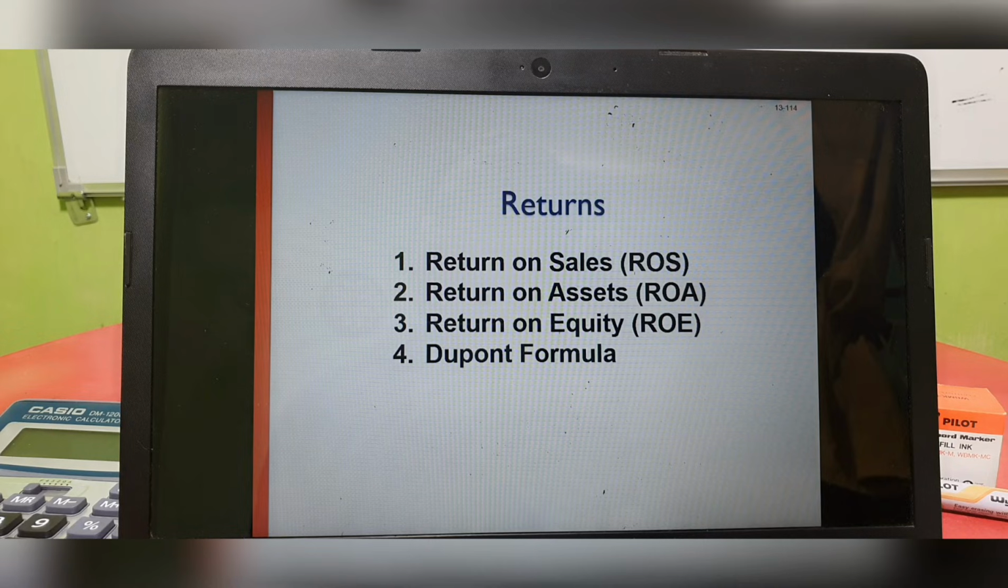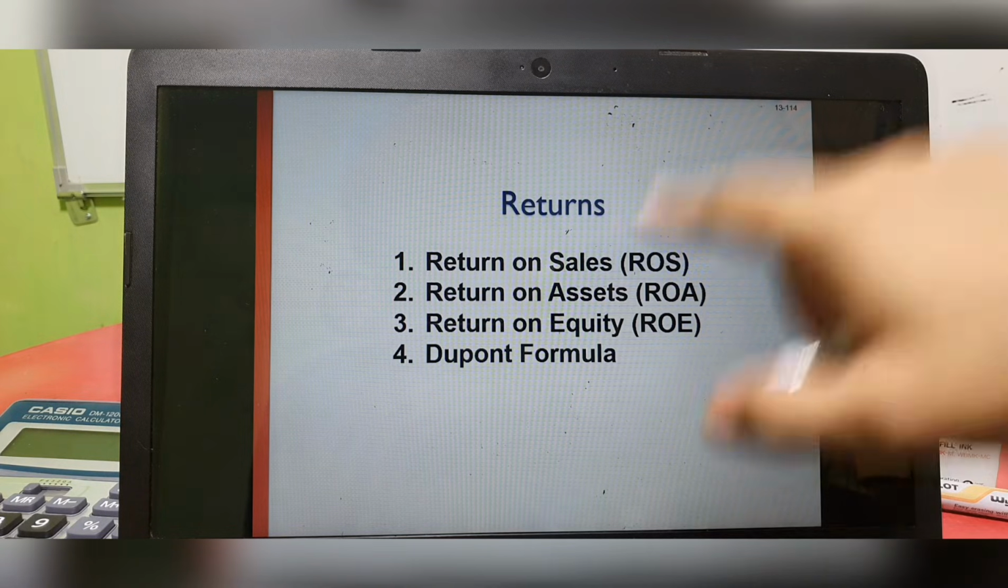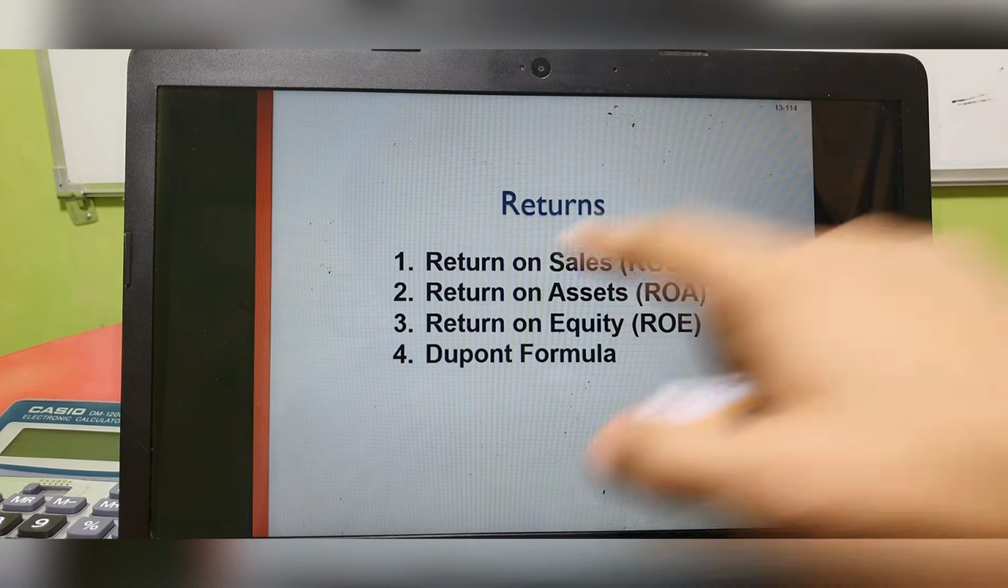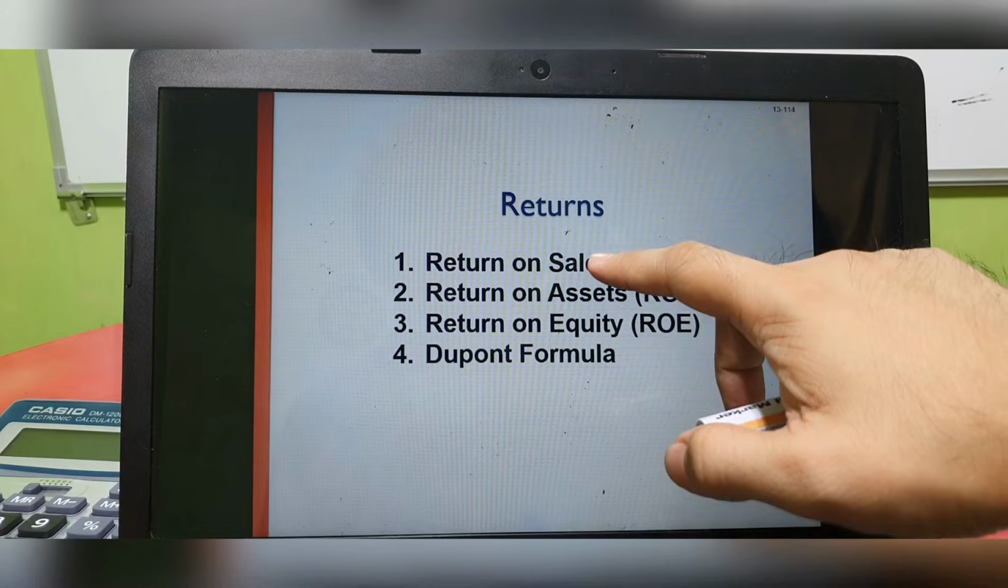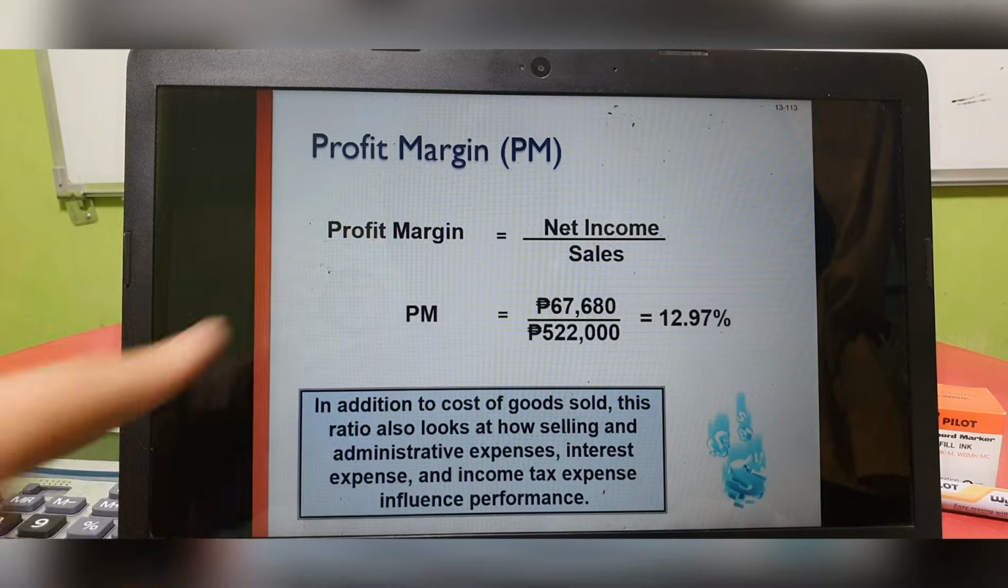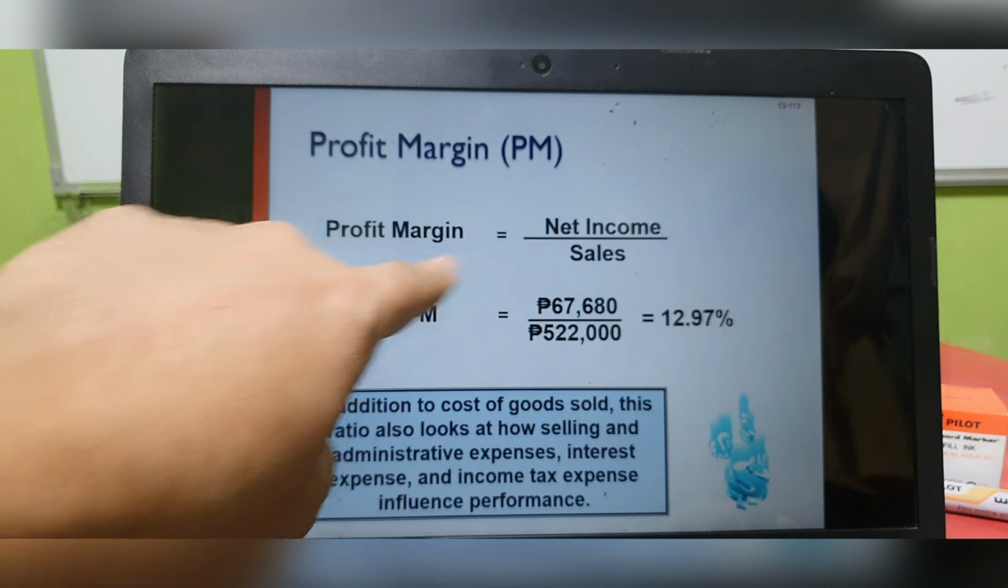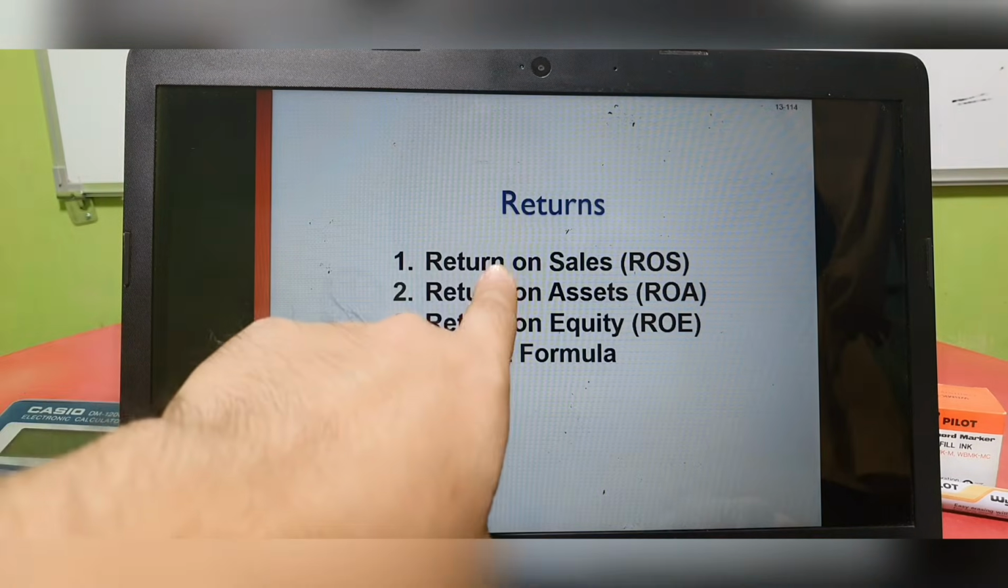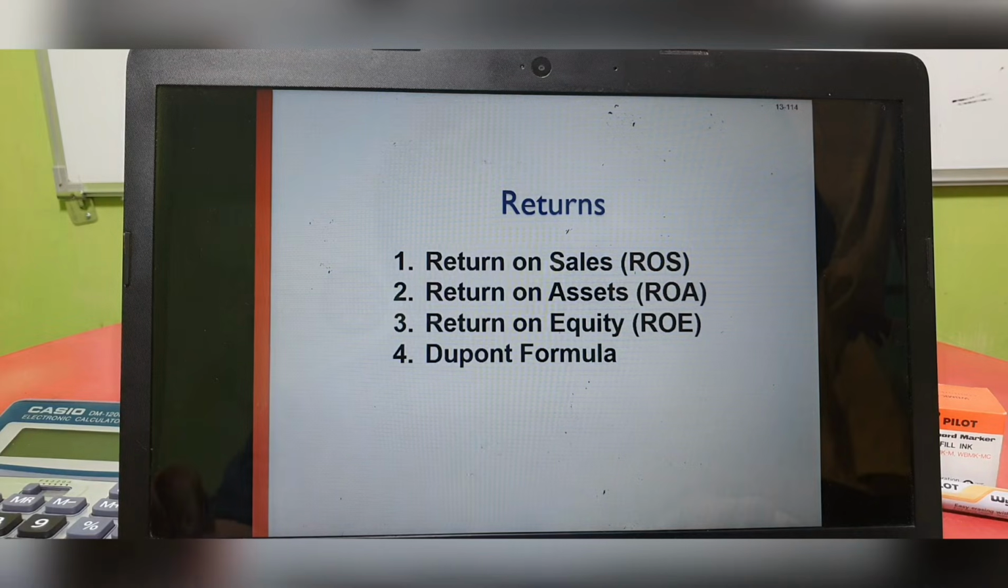Grupo ng mga returns. Okay? Pag returns ang pinag-uusapan, returns on blank. Itong tatlo na 'to, ito yung mga denominator natin. Pag return, ang pinag-uusapan natin ay net income. Pero syempre, hindi lahat ng net income ay kasama. Kaya if you go back here, yung net income dito, pwedeng hindi yung net income na pinag-uusapan natin sa returns.